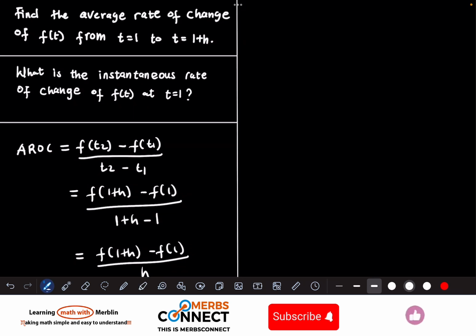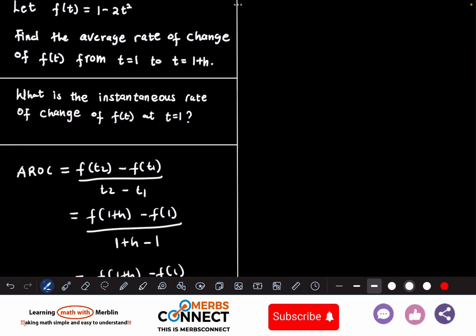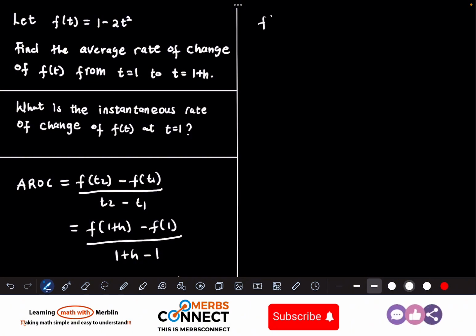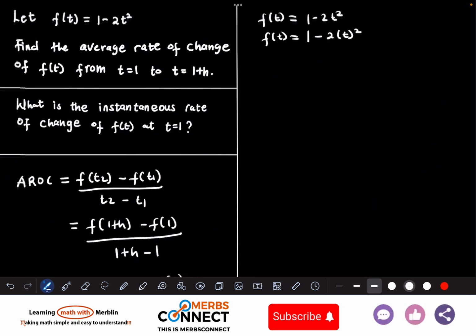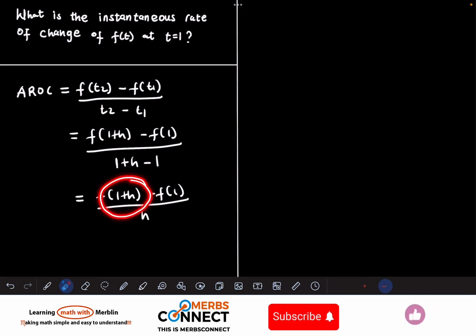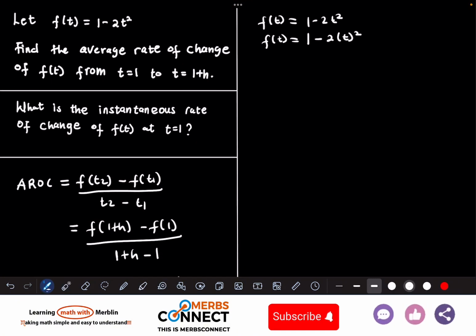Now we need f of 1 plus h and f of 1. So the trick, let's write down the function. F of t is equal to 1 minus 2t squared. Now the trick is make sure all the t's are in what? Parentheses. So we are going to have f of t to be equal to 1 minus 2, and I put my t in parentheses. Very nice. Which will help me to now look for f of 1 plus h. So what is f of 1 plus h? So we are going to write everything here. We just change the t in the parentheses to 1 plus h. So you see the trick.